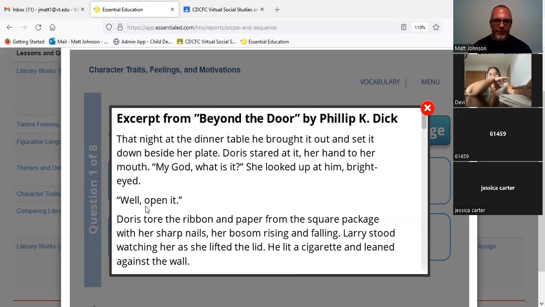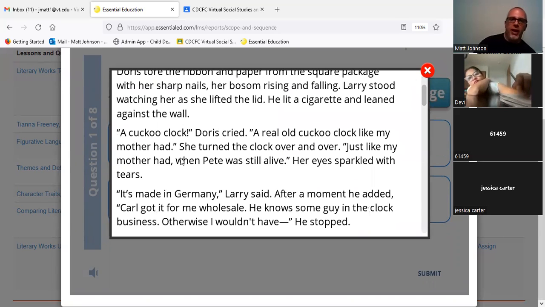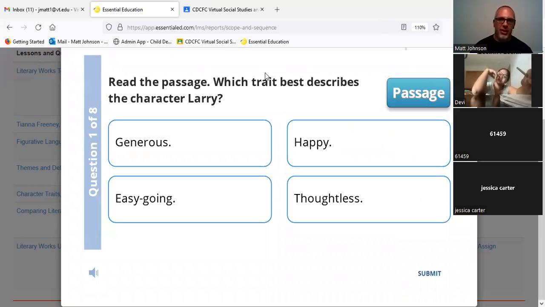Doris's, and like her mother had. Yeah. So, she's very enamored by it. She really, really likes the gift. But we get a character trait exposed here about Larry. So, what can we say about Larry? Is that he's kind of thoughtless, right?